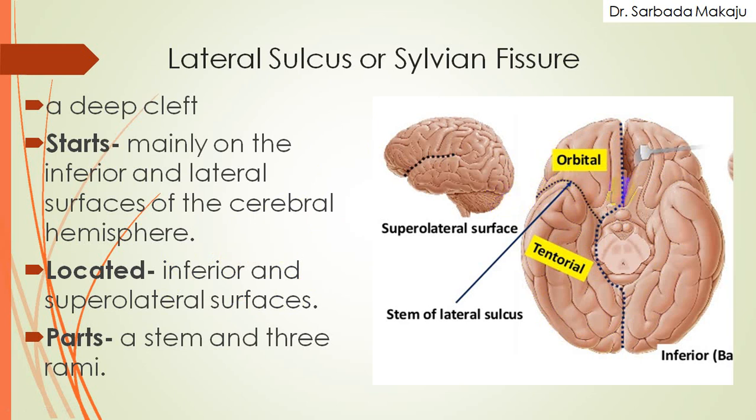And then after that, this lateral sulcus will continue to the superior lateral surface. That's why the lateral sulcus is present on the inferior surface of the cerebral hemisphere and the superior lateral surface of the cerebral hemisphere. The starting point is known as the stem of the lateral sulcus. Then after that, when this sulcus moves to the superior lateral surface, it will divide into the rami, that is, the 3 rami.